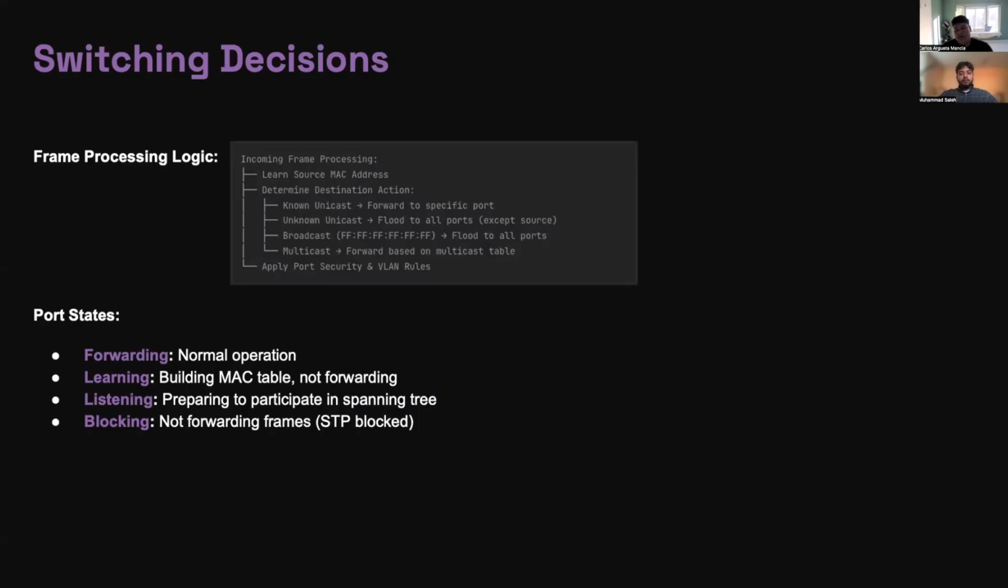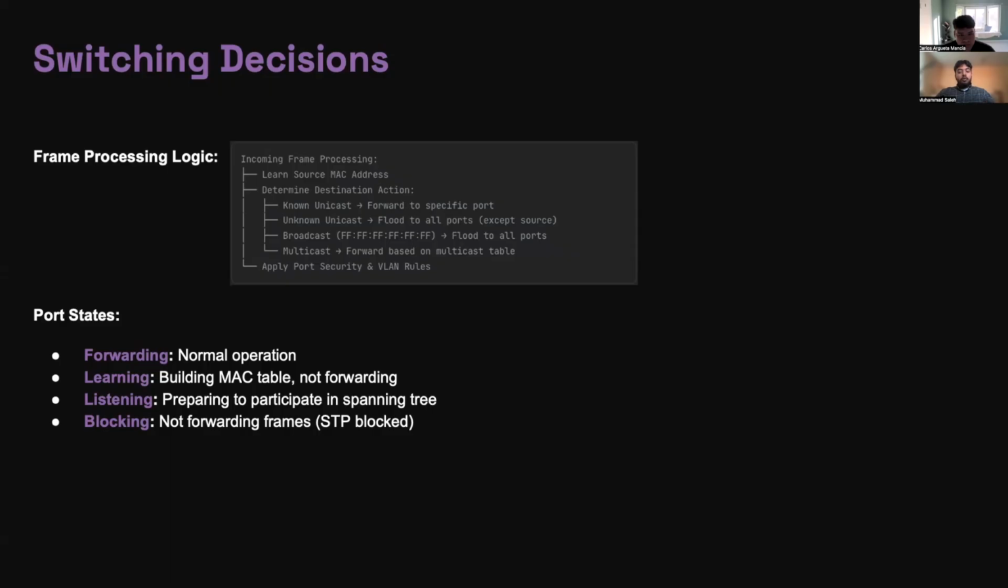So can you tell us about switching decisions, Mohammed? So switching decisions, as we covered before in the MAC learning process, go hand in hand with that. In the incoming frame processing, you learn the source MAC address, and then you determine the destination action. If the destination address is already known, then you send a unicast frame. That means you already know the destination MAC address and which port to send the traffic to, so you will just send directly to that destination.